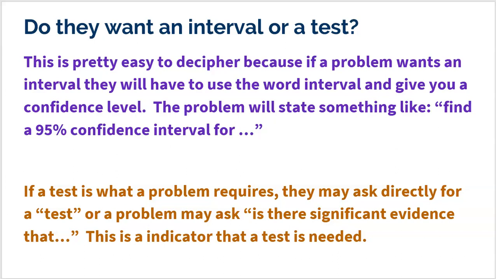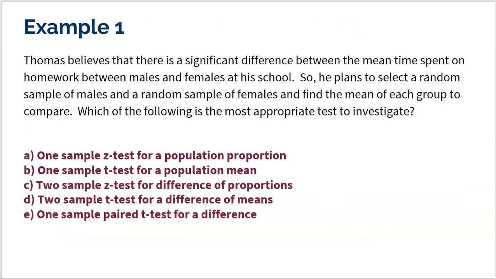Do I need a test? Do I need an interval? Is it working with means? Is it working with proportions? What do I need to do? All right, here's the first example.